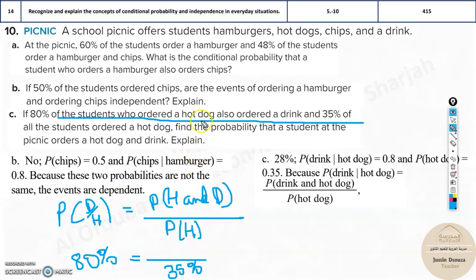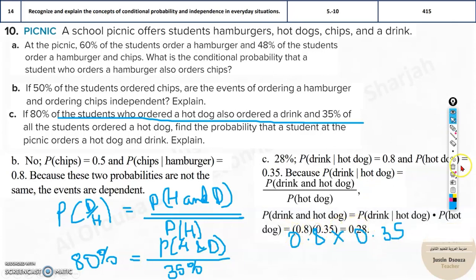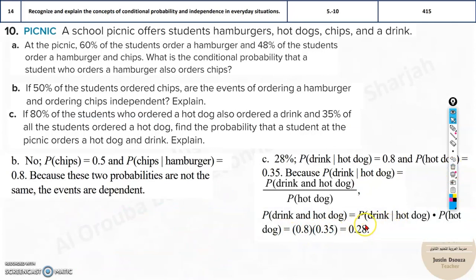What else? We need to find the probability that at the picnic who orders a hot dog and drink. P of H and D is unknown. We need to solve this. The conditional probability is given. You just stick it to the other side and solve. You can easily do it. That is 0.8 multiplied with 0.35. That would be the answer. Just put it in the calculator. You'll get the answer 0.28. So you must be thorough in conditional probability, how you solve conditions.